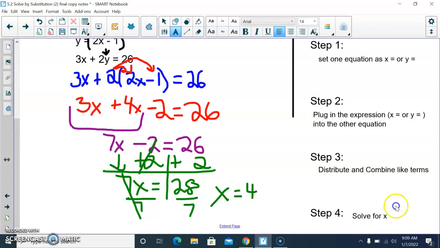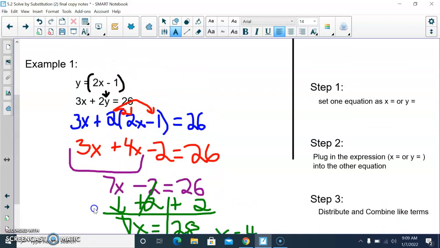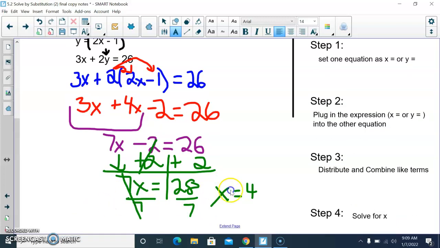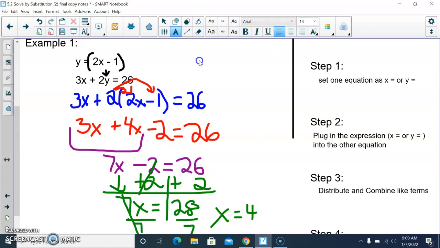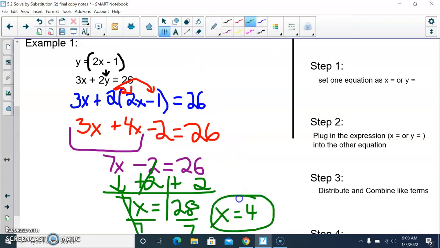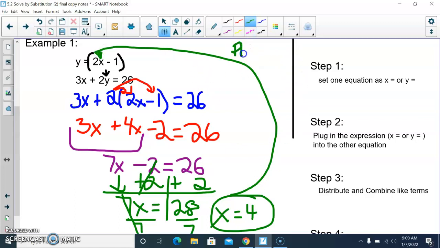But a solution for a system of equations always has an x and a y. So once I find my x and I have that part of the ordered pair solution, I'm going to plug it in to my original equation to solve for y. Plug in x.